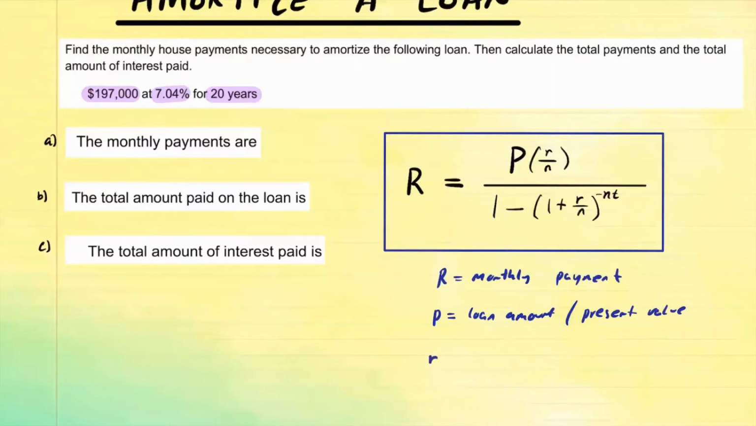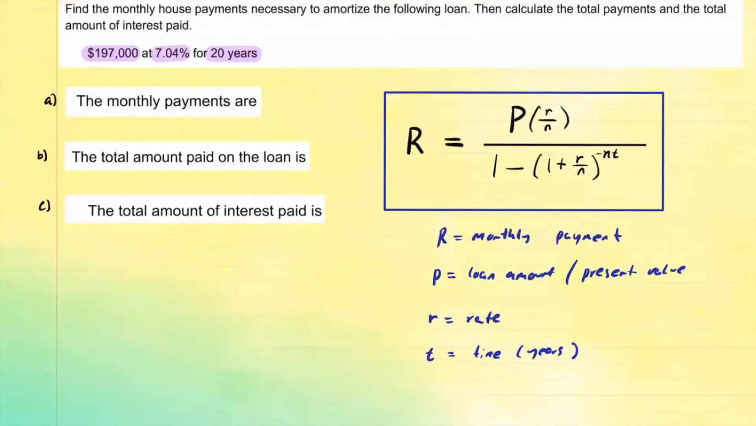And the little r is going to represent the interest rate. And T is going to represent time in years. So remember to do the conversion. And N is going to represent the number of times interest is compounded in a year. So that's what N is going to represent. So we're looking for R for the first part of this formula. So let's go ahead and check it out.